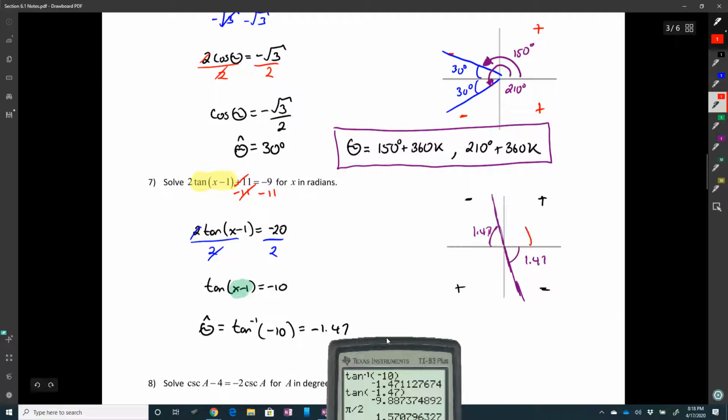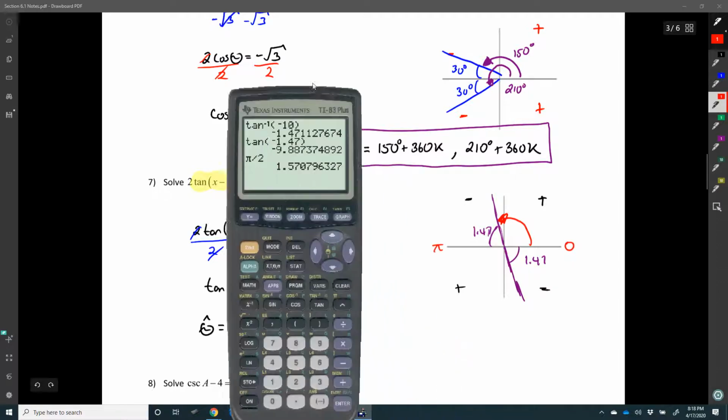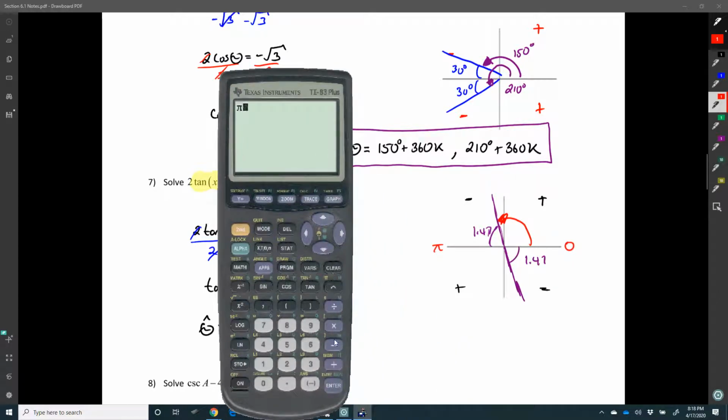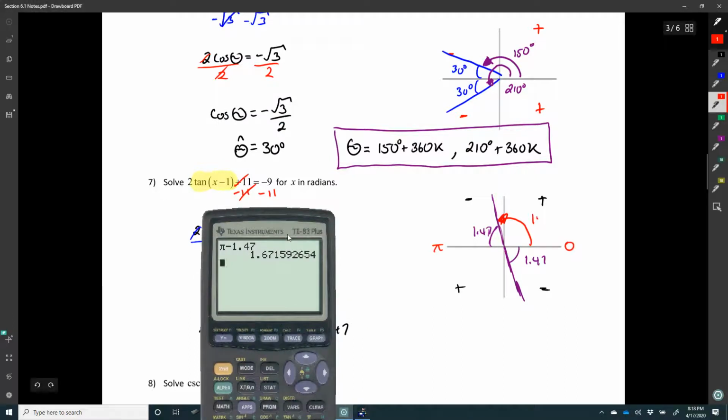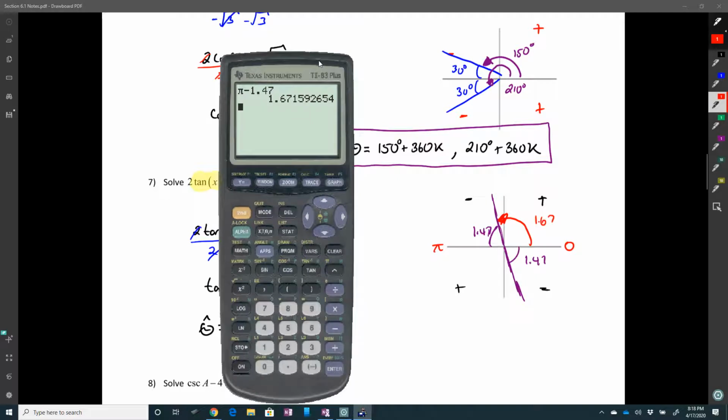Negative 1.47 is almost the full 90 degrees. But when you write the reference angle, really you just keep it positive. And then 1.47 would be up here. Okay, but remember that when you're dealing with tangent, they're always going to be 180 apart. So the angle from here to here is, remember, this is 0, this is pi. So I'm just going to do pi minus 1.47, and that's 1.67. And then the other one would be 2 pi minus 1.47, and that's 4.81.